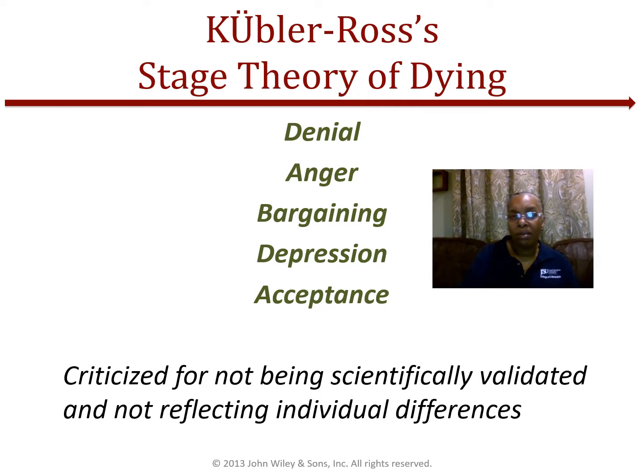Bargaining may begin. If you're terminally ill, you might start saying, well, God, if you let me live, I'll dedicate my life to you. The fourth stage is moving into a state of depression. Okay, I'm losing everyone and everything that I hold dear to my heart. Then there's the fifth stage, and this is acceptance. I now know that death is inevitable and my time is near.